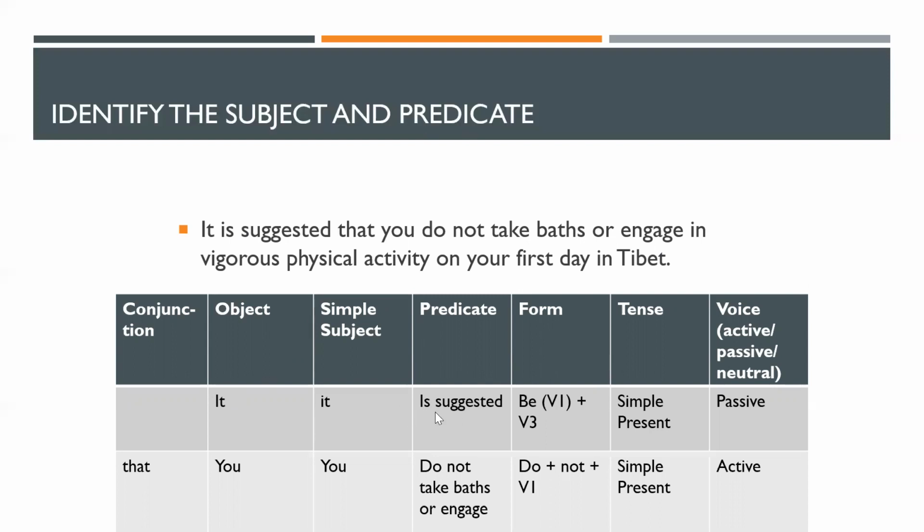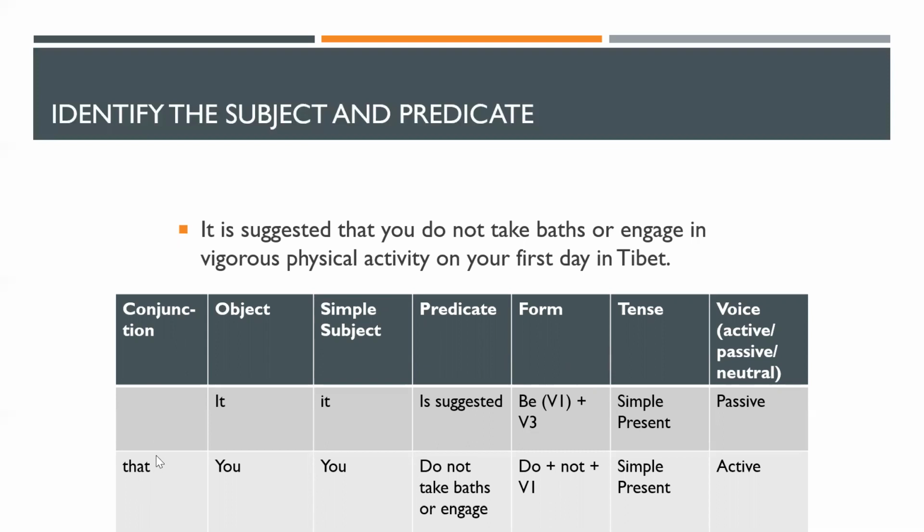So it's suggested, and then you have is, so it will be in the form of verb one, and then suggested is verb three, okay? Because we have be in the form of verb one, the tense is simple present. Because we have the combination between be plus verb three, the voice is passive.